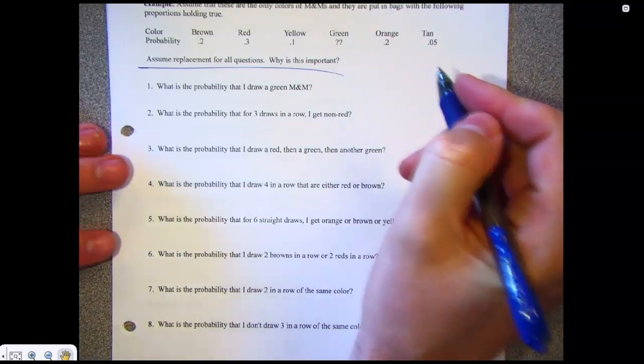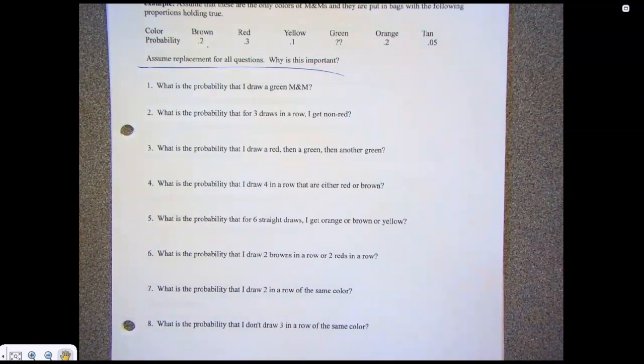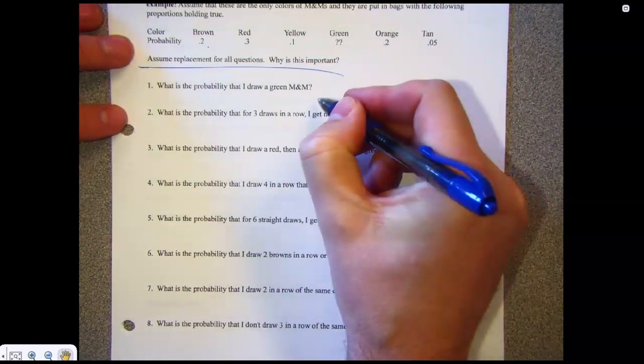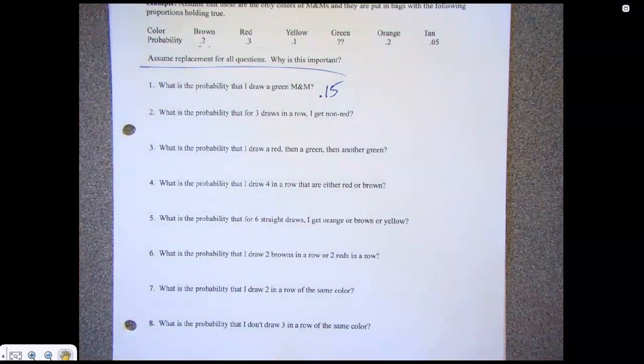What's the probability to draw a green M&M? So you just add all these up. You know they all have to add to 1, right? So I think it's 0.15, is that right? So if I add up the other ones, I get 0.85. They have to add to 1, so it's going to be 0.15.